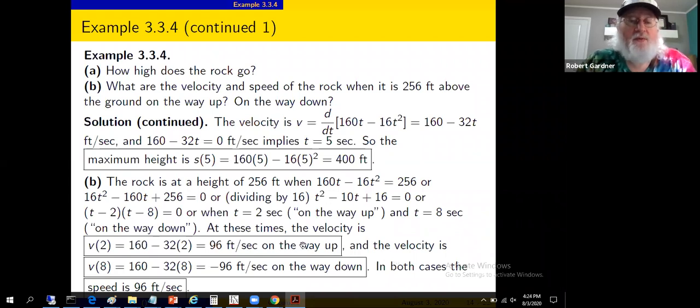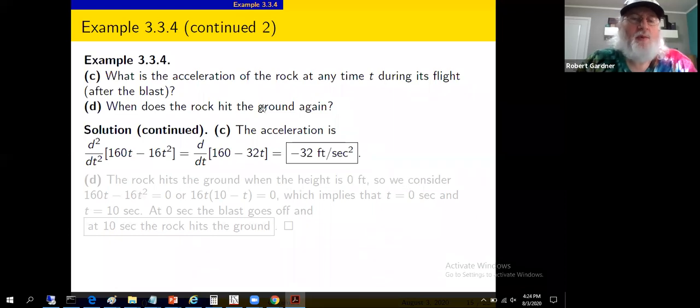But there's what we get for velocity going up and coming down, and for the speed. That's the real calculus stuff. They wanted some other things. They wanted, this is calculus as well, the acceleration at time t. Okay, easy enough. We'll take the second derivative of position.